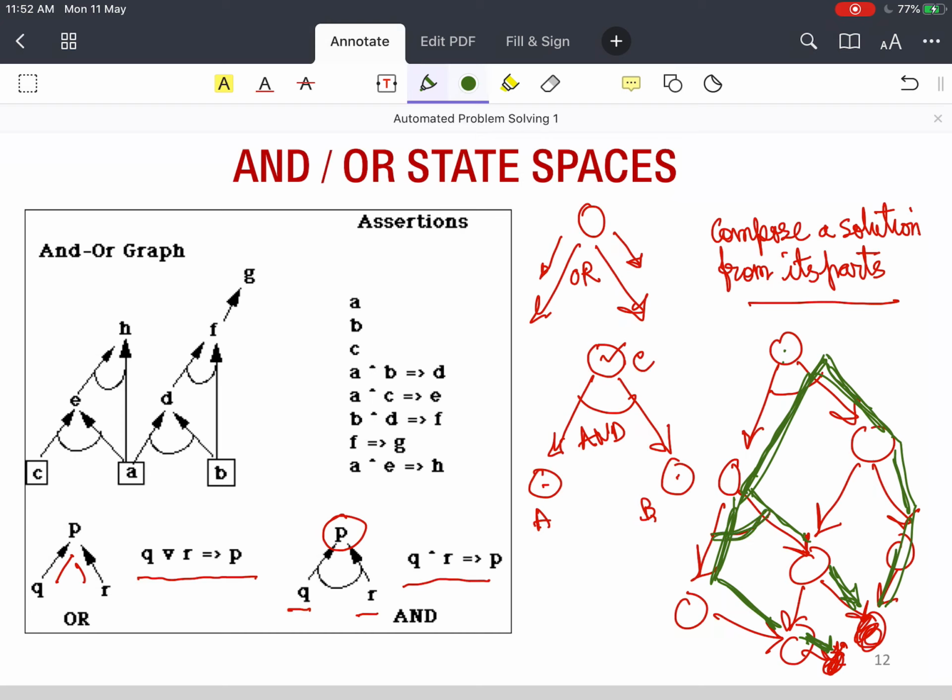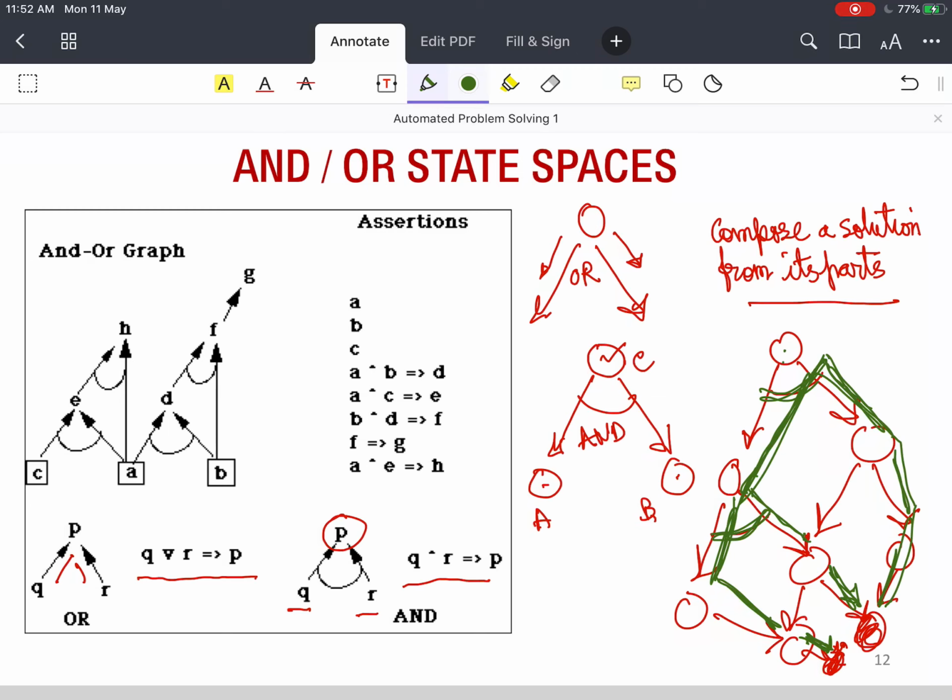In an AND node, I have to take all the children of the AND node in the solution. So the state space could be an AND-OR state space. We will come to AND-OR state spaces later, but as I just said, in normal state spaces most of the problems are OR state spaces, but there are several problems that we face which lead to AND-OR state spaces or compositional problem solving.